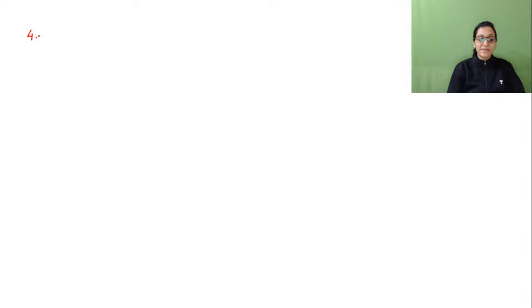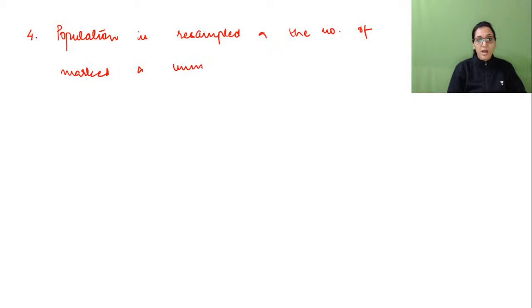After letting them mix, the population is resampled, and the number of marked and unmarked individuals are recorded or calculated, anything, right? So this is the whole step.